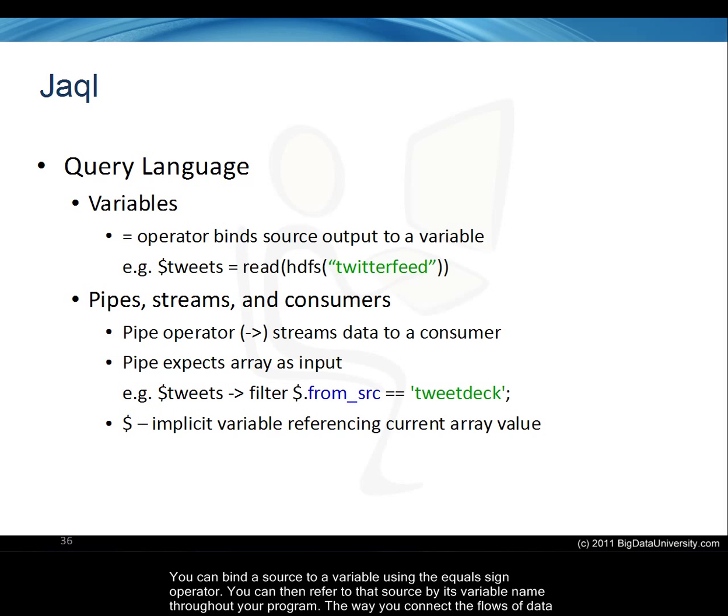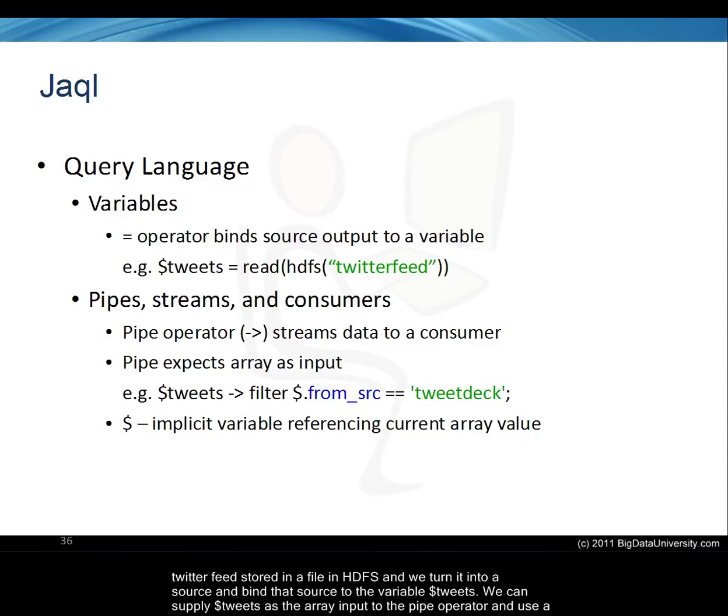You can bind a source to a variable using the equal sign operator. You can then refer to that source by its variable name throughout your program. The way you connect the flows of data to consumers of that data is through the pipe operator, which is a minus sign followed by a greater than symbol. This operator expects an array as its input.